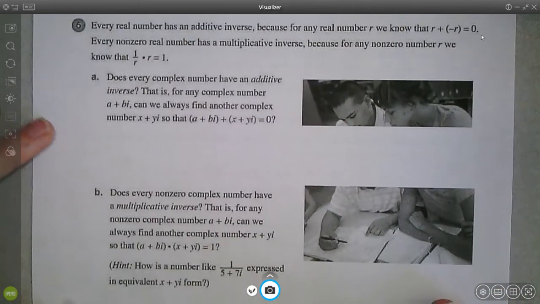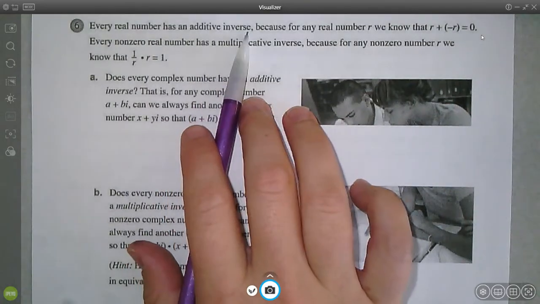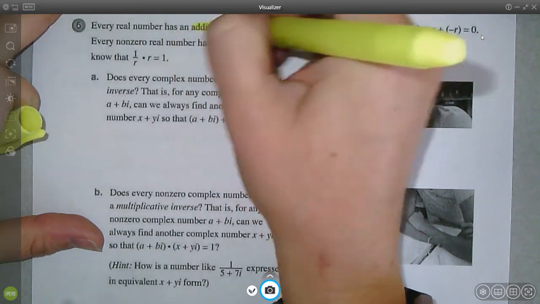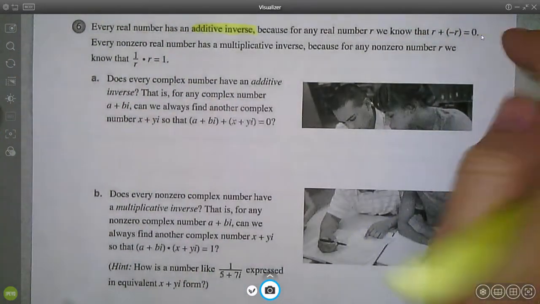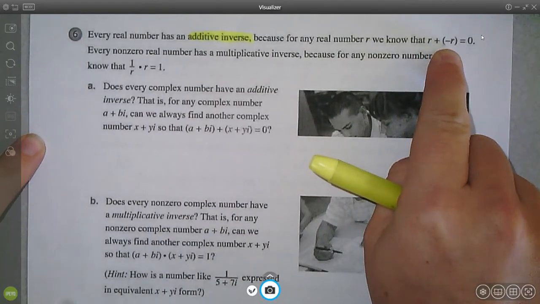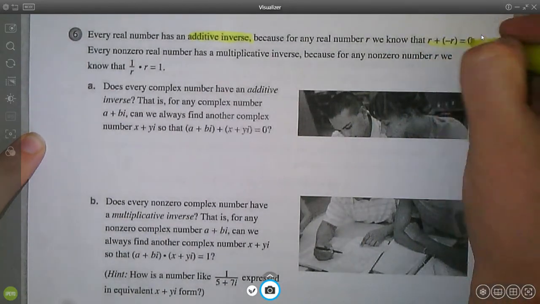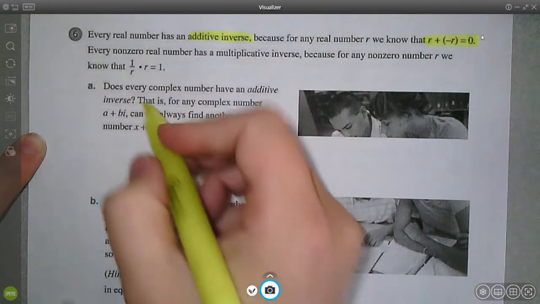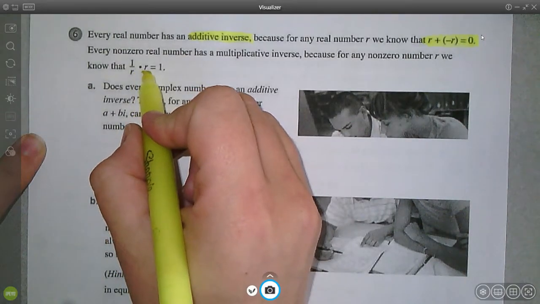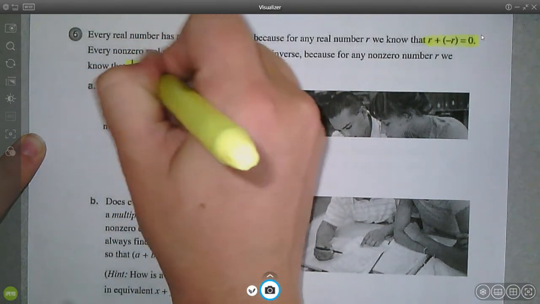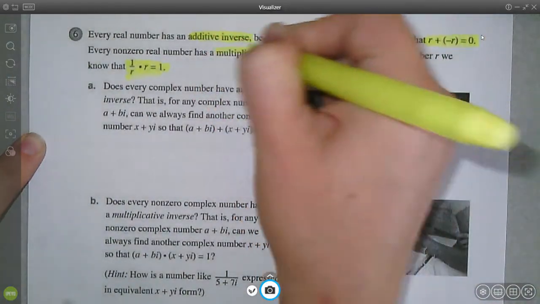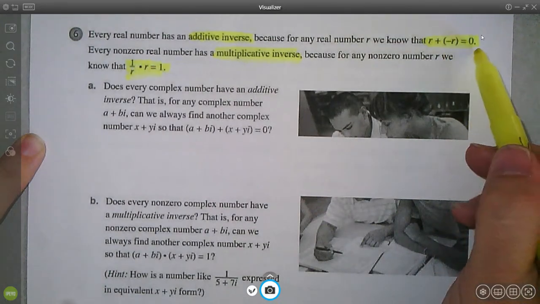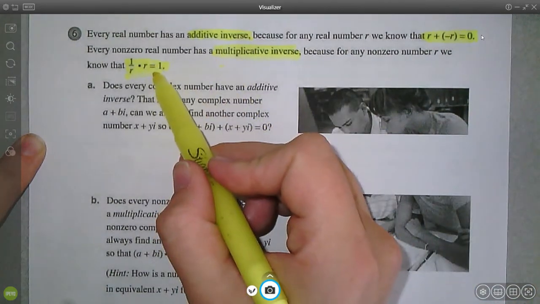6. Okay, so this says every real number has an additive inverse. So additive inverse means that, so if you take a number and you add another number to it, you get 0. So that's for additive. Multiplicative inverse means you can take a number times your original number and get 1. So that is the multiplicative inverse. So for additive inverse, you want to add something to get 0. Multiplicative, you want to multiply something and get 1.